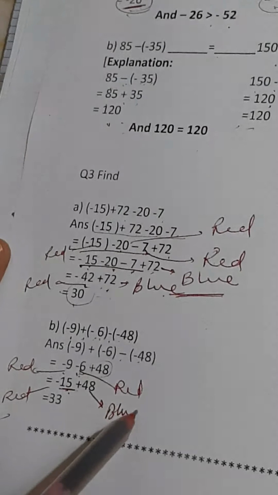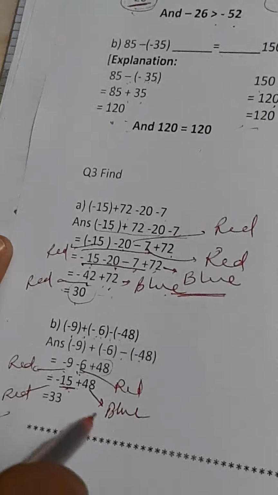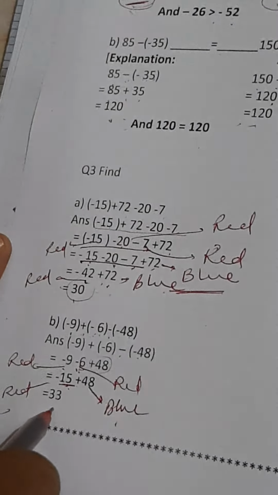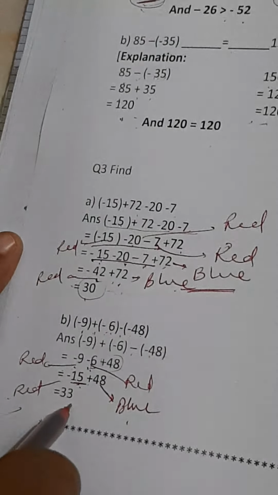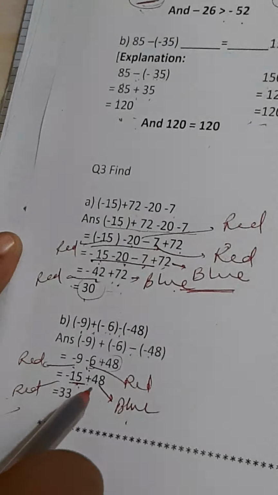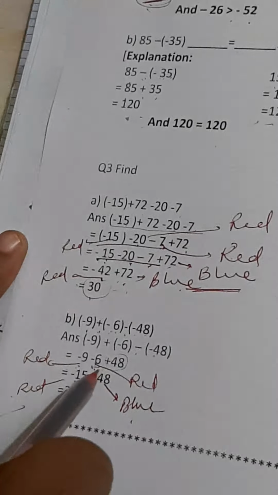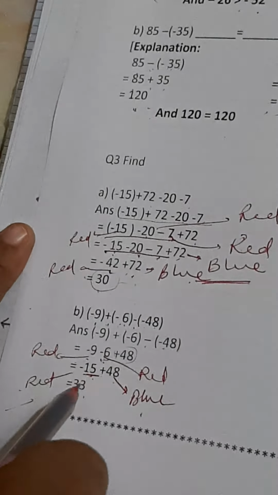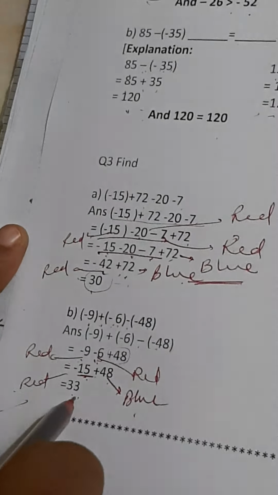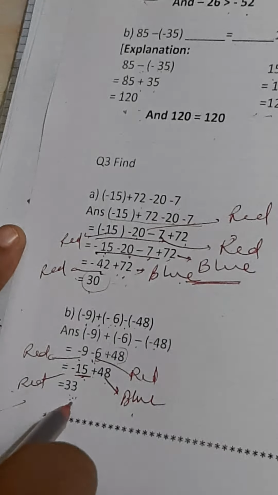Now +48 means blue. Red और blue का मतलब होता है हमें subtract करना है. I got 33. अब जो बड़ा दिख रहा है वो क्योंकि 48 है और वो प्लस साइन है तो इसलिए आंसर में भी प्लस होगा. सो वी फाइनली गॉट द आंसर एज 33.